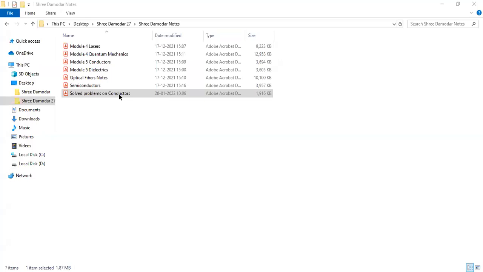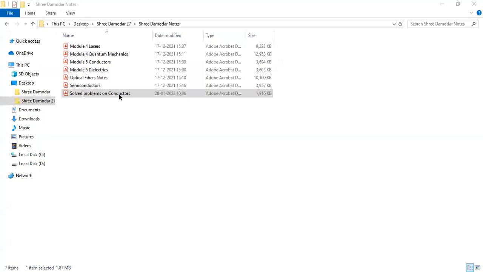The first problem goes like this. The Fermi energy level in silver is 5.5 electron volt. I will highlight the important things. We have the Fermi level of silver, which is 5.5 electron volt. We have to find the velocity of the conduction electrons in silver. And if the relaxation time for the electron is 3.83 into 10 power minus 14 seconds, we have to calculate the mean free path.